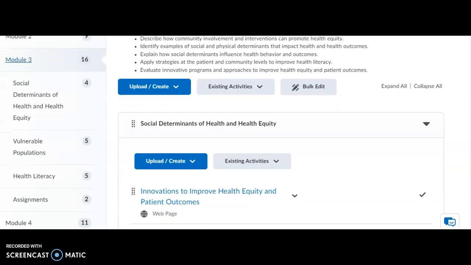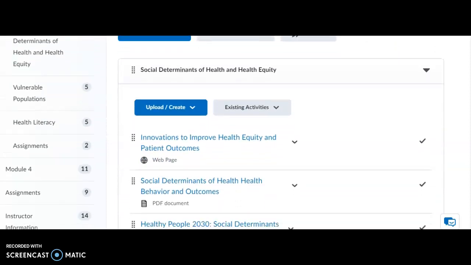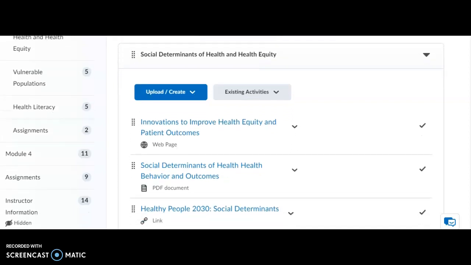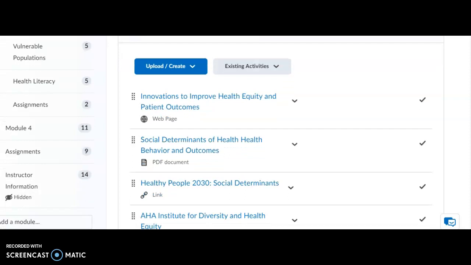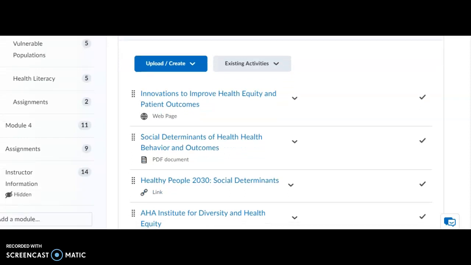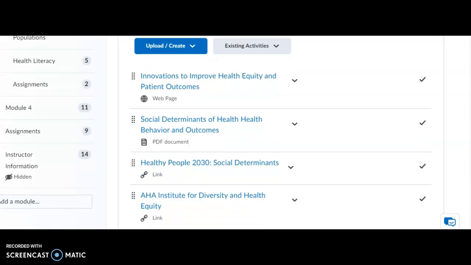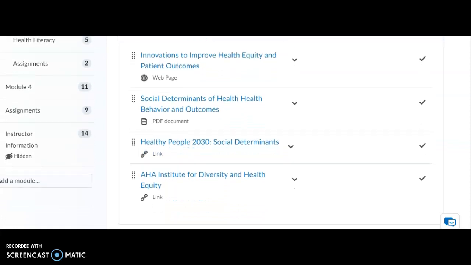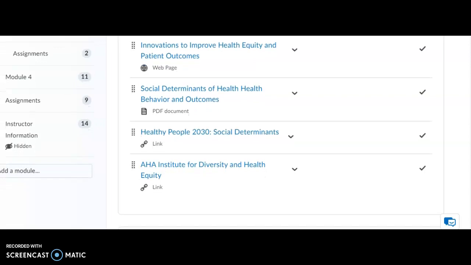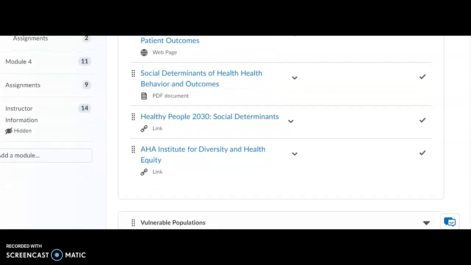Across the readings for this week, you will start out by looking at a helpful resource on health equity titled Community in Action. You will also have content relative to the social determinants of health, as well as Healthy People 2030. There are a number of resources for you on how to improve health equity. There is a description of various innovations that are occurring to improve health equity across different populations.